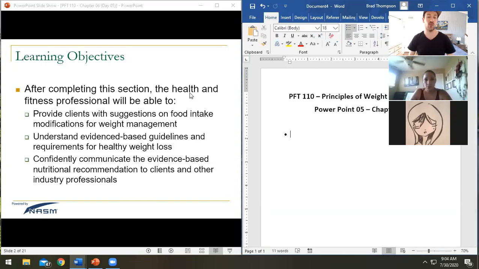All right, so we want to be able to understand food intake modifications for weight management purposes, guidelines for healthy weight loss. This is also where we talk about our caloric reduction today, which is going to be really cool, actually. We'll get a little mathy, but I'm going to show you a couple of examples of healthy caloric reductions.